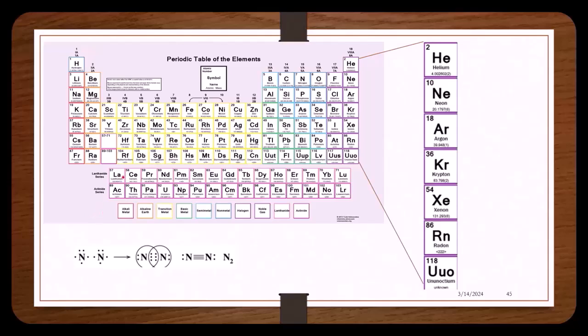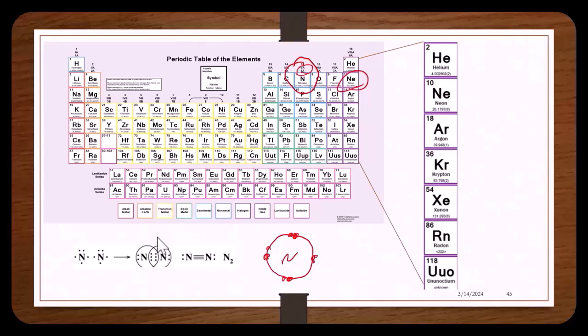Here we have nitrogen, which is right here on the periodic table. Nitrogen is in group 5A, so it has 5 valence electrons. In order to reach an octet, it would have to gain 3 valence electrons. This is done by sharing 3 valence electrons with another nitrogen, and together they make 3 bonds to reach the noble gas configuration of neon, which has 8 valence electrons.